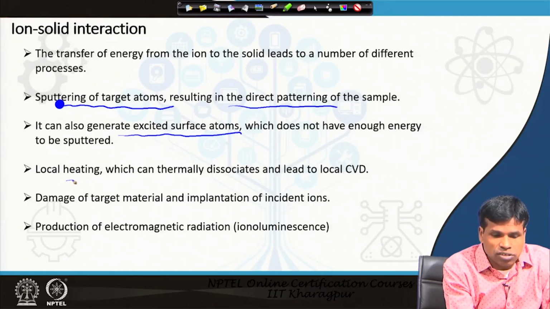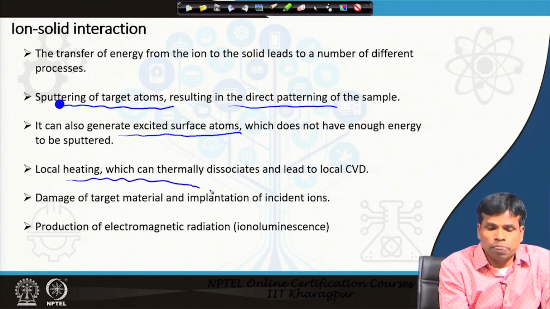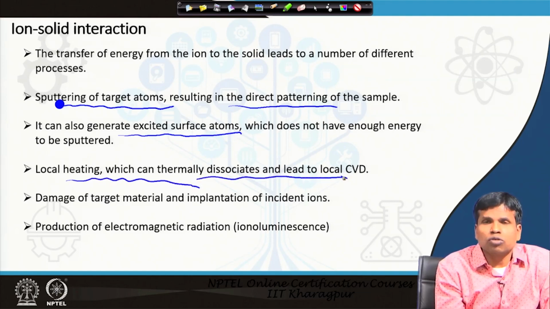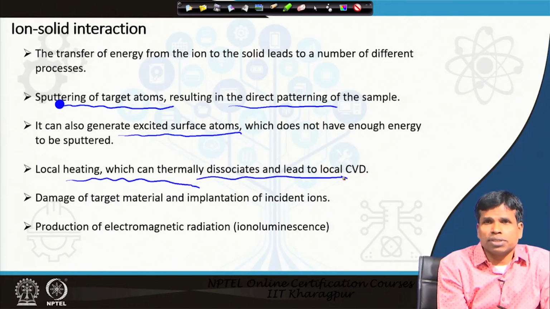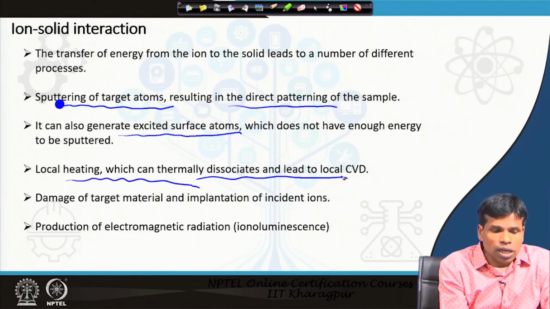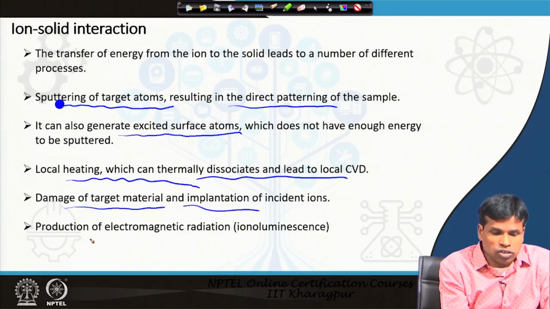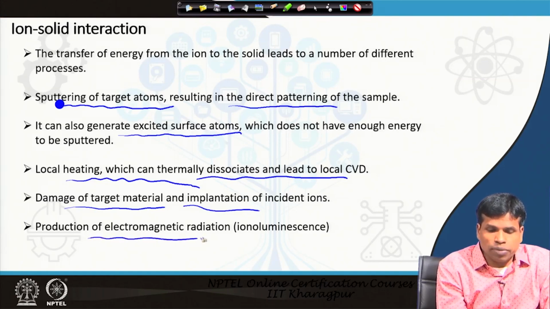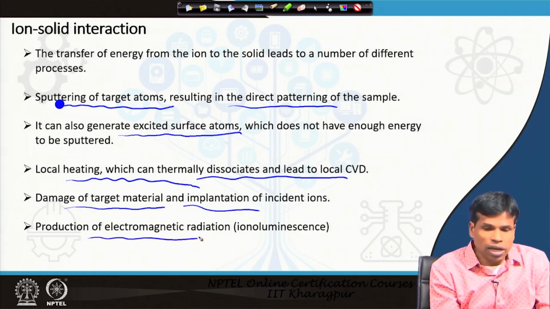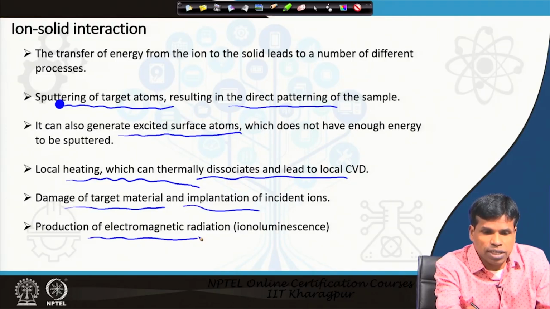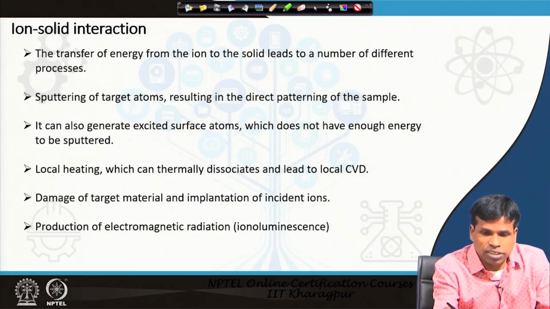Because the ion beam is striking the specimen, it can cause local heating, which thermally dissociates and leads to local chemical vapor deposition on the specimen. It can certainly damage the target material and also implant the incident ion that we would like to implant, and it can also produce electromagnetic radiation, that is nothing but ion luminescence. All these things can happen in an ion-solid interaction.